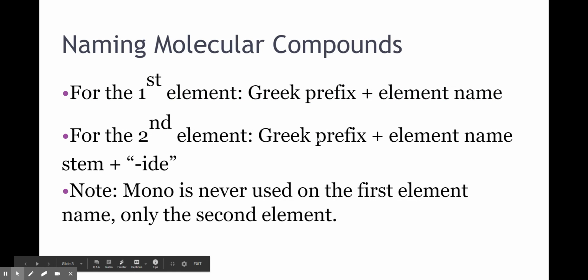Okay. When we name molecular compounds, for the first element, we use the Greek prefix and then the element name. For the second element, we use the Greek prefix, the element name's stem, and then the word "ide." Mono is never used on the first element name, only the second.